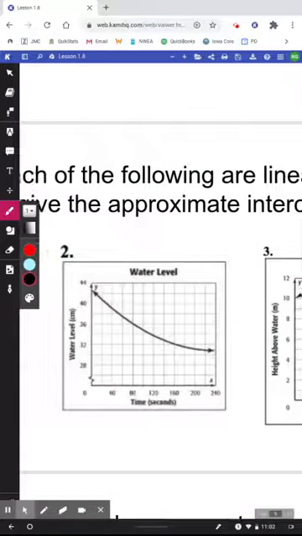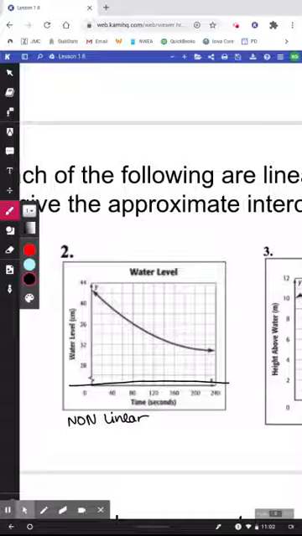Number 2, I see this has a slight curve to it, so I'm going to call this nonlinear to start. And once again, I do not see an x-intercept. I do, however, see this y-intercept up here. And counting, it goes 36, 38, 40, 42, and it's kind of just above it. So I'm going to call it a y-intercept of 0, comma, 43.